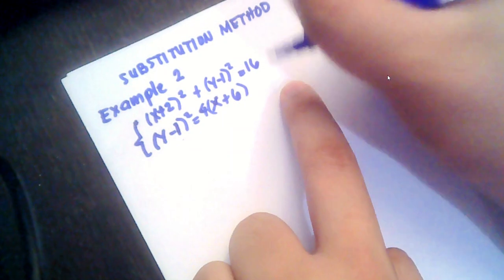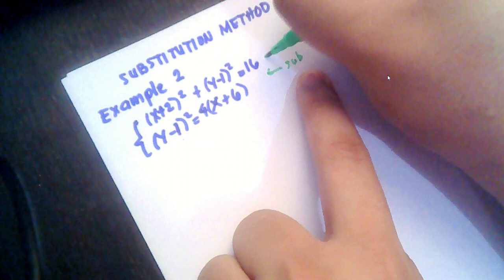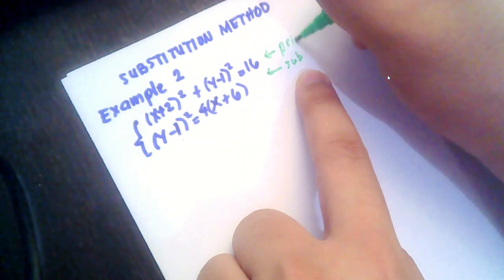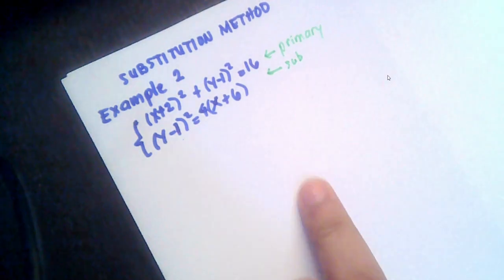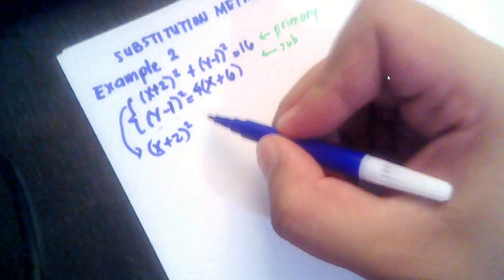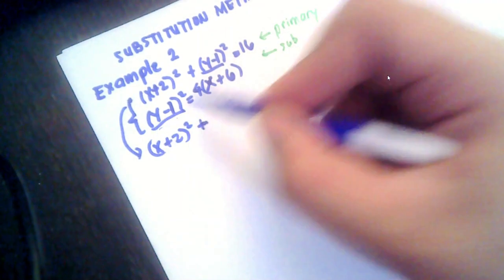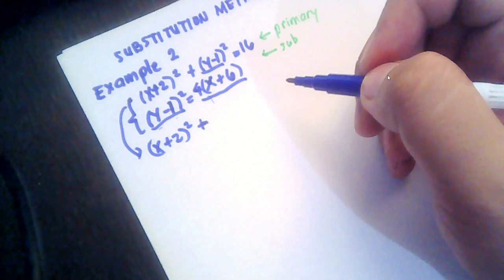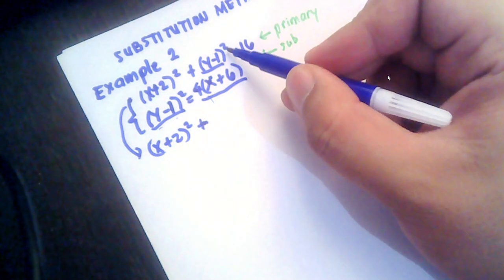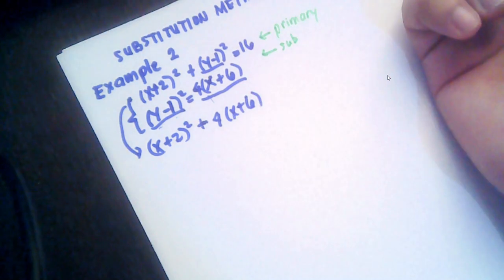So with that, we can say that this equation is the sub and the other one is the primary. So there's no problem for us in solving for the value of y in here. So that's it. So we use the primary, which is x plus 2 squared, plus the y minus 1 squared happens to have the value of 4x plus 6. So y minus 1 squared is now 4x plus 6. Did you get it right?